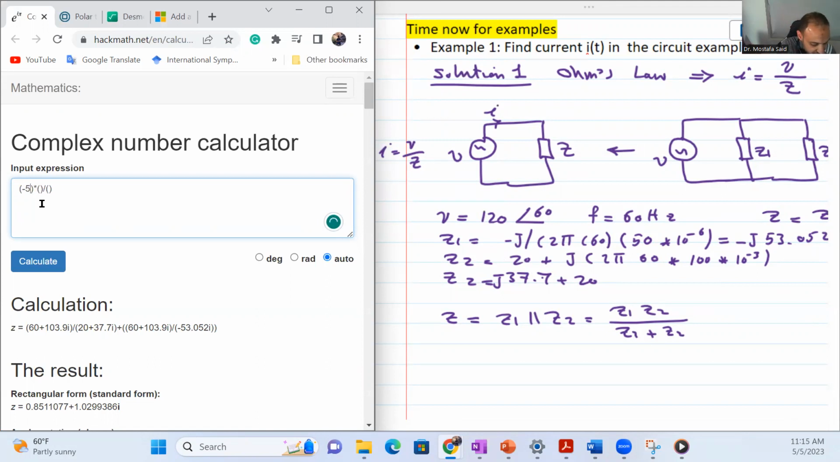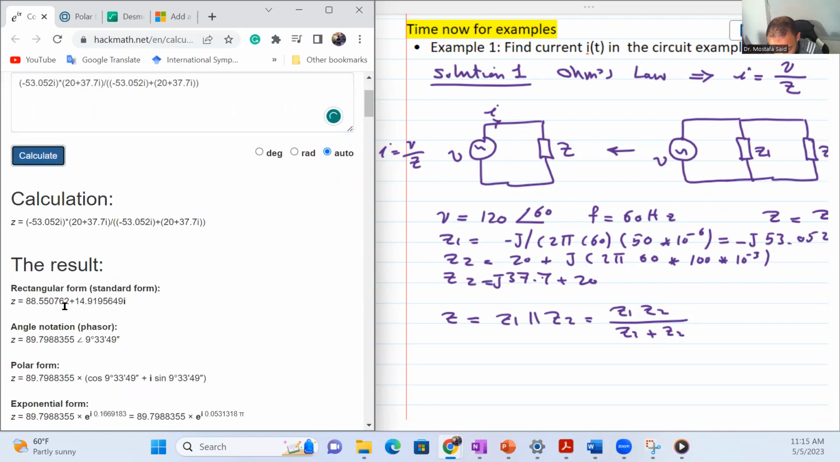So minus 53.052 I multiplied by Z2, which is 20 plus 37.7 I, and we're gonna add them in the denominator. So we're gonna just copy and paste. Don't write it again. It will be error prone for you. We just avoid any source of error. And we're gonna change the multiplication to addition. Press calculate. That's it. You have it, my friend.